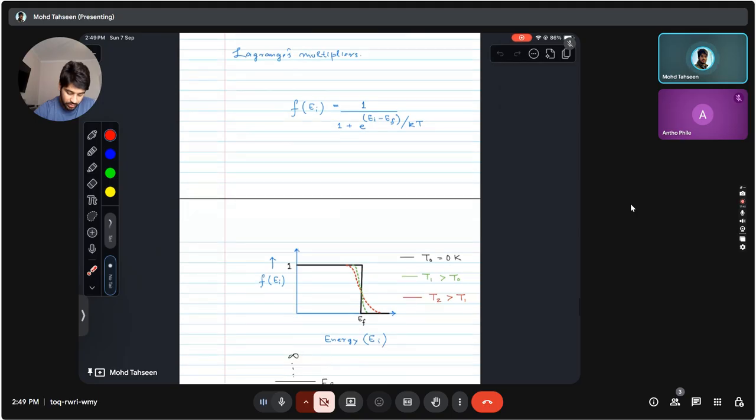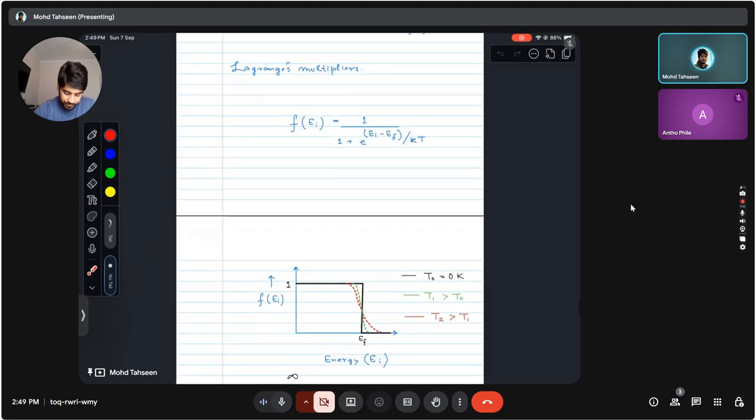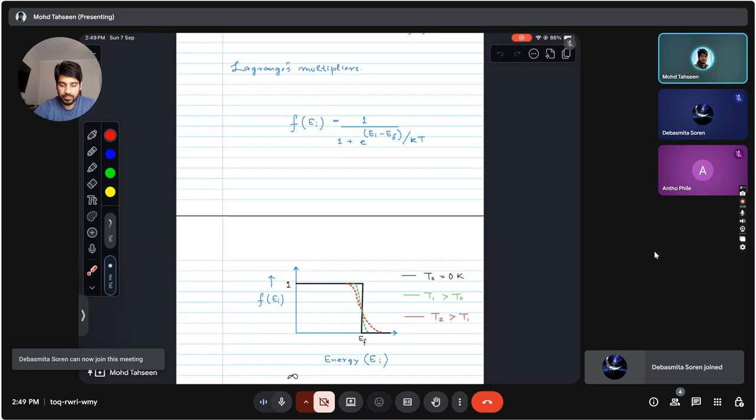And if we now plot this function, we find that at absolute zero temperature, when temperature is 0 Kelvin, the probability of occupancy of every energy state up to the Fermi energy is one. So Fermi energy is the highest occupied energy level at 0 Kelvin.